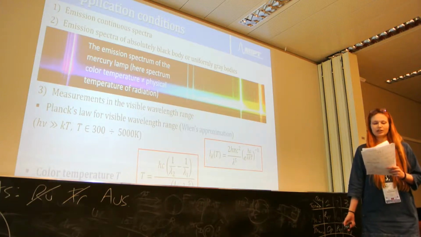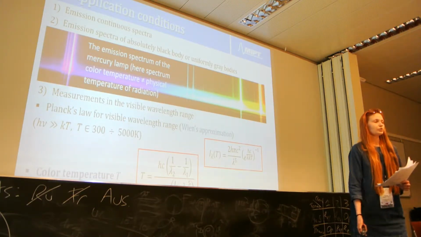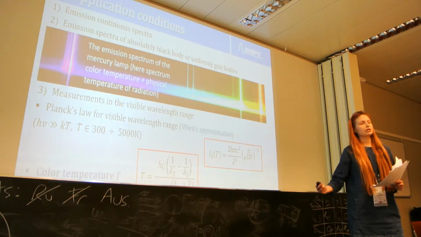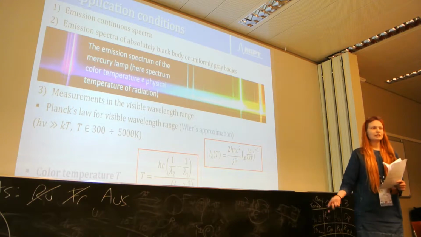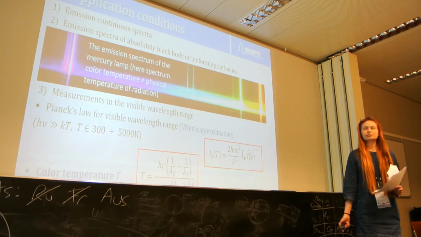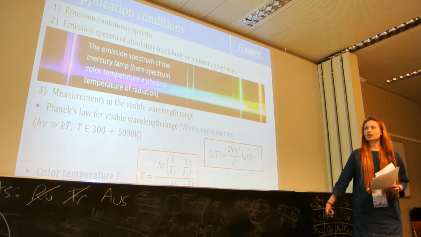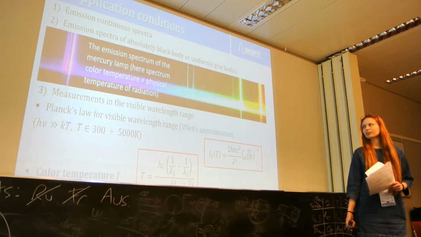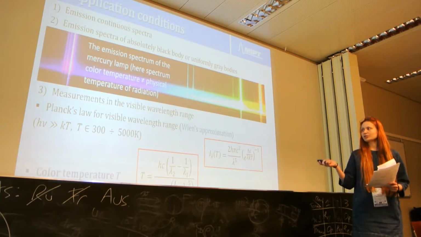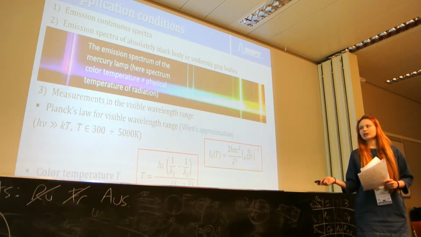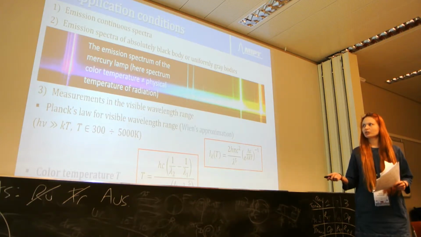Application conditions. The observed spectrum should be a continuous emission spectrum for measuring color temperature, and the source should be an absolutely black body or uniformly gray body for measuring the radiances in our methods. Measurements are carried out in the visible wavelength range. For this range, Wien's approximation works. Color temperature is calculated using this equation, by definition.